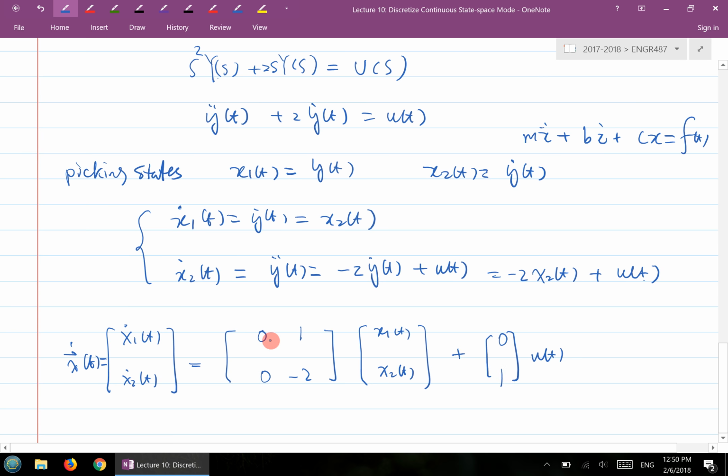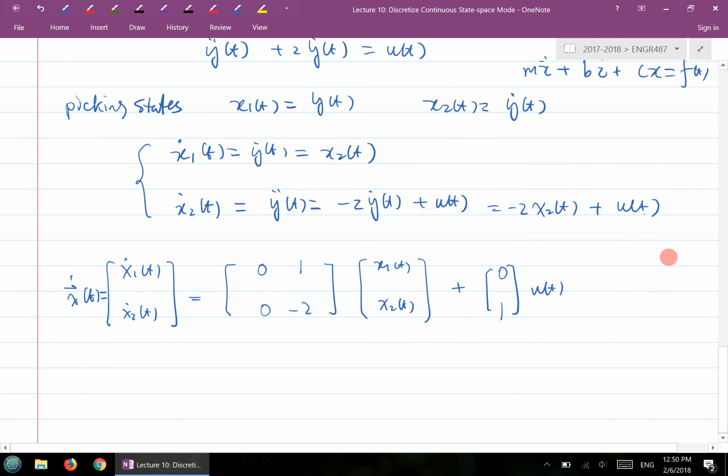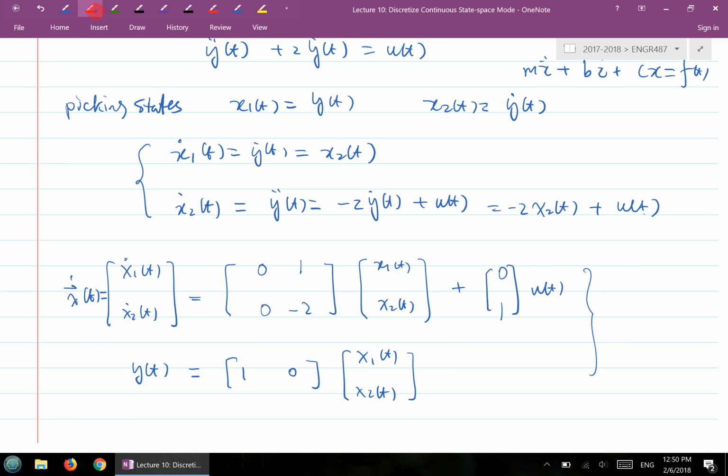And don't be frightened that there's a 0 here. That's okay. Then you can write down the output equation. This is single input, single output, and the output is y, and y equals x1 of t. So that means 1, 0 times x1 of t, x2 of t, and there's no D term. These two are the state space model for the continuous system. In terms of our symbols so far, this one here is our F matrix, here is our G matrix, and here is the C matrix.